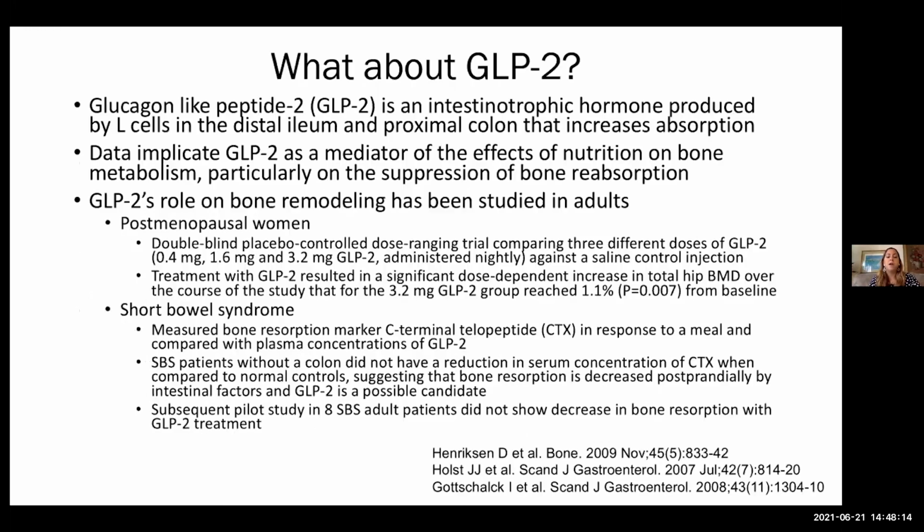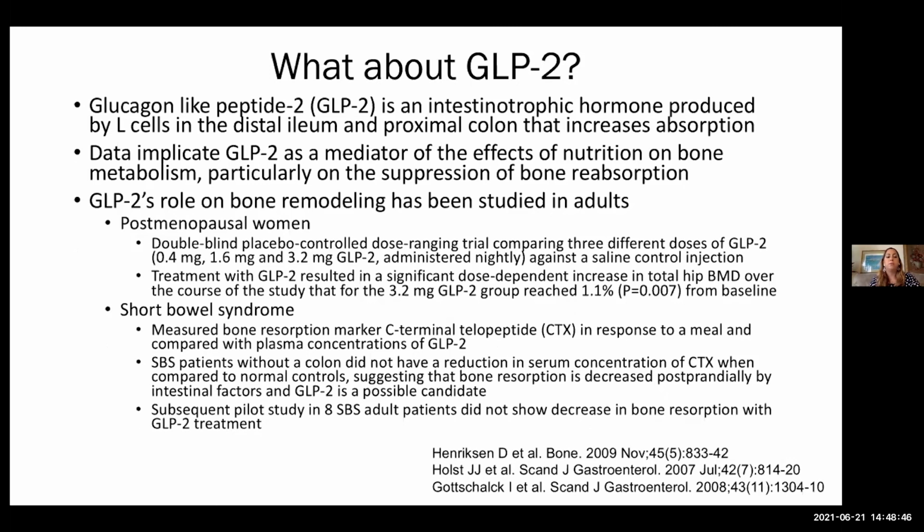And then just one final thought on GLP-2. So we have started using GLP-2 agonists in a lot of our patients with short bowel syndrome that are dependent on parenteral support. GLP-2 is an intestinotrophic hormone that's produced by L cells in the distal ileum and proximal colon that increases absorption. And there's some data that implicates GLP-2 as a potential mediator on the effects of nutrition on bone metabolism, particularly on suppression of bone resorption.